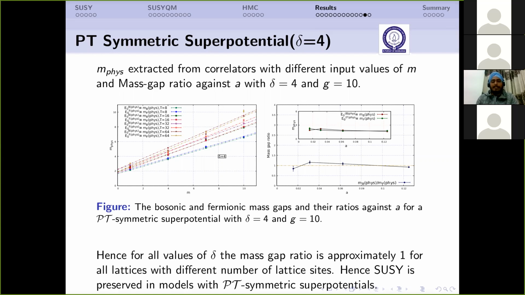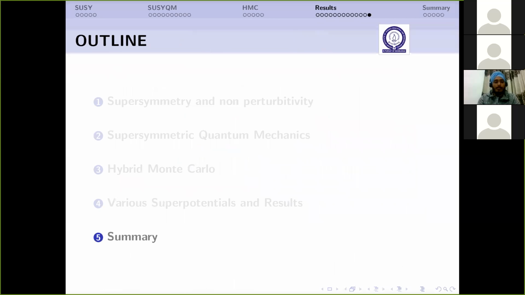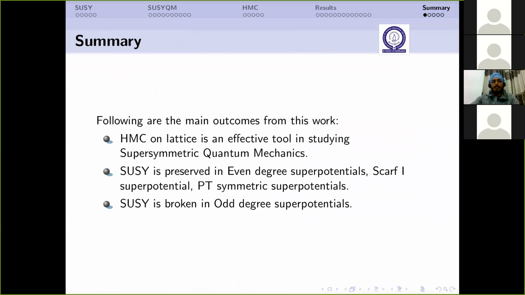For the other cases, delta 1 and delta 3, we simulated those models with complex Langevin, and similar sorts of results are there in the paper which I mentioned a few slides back. So more or less I am done with the talk. Let's summarize what we have got.